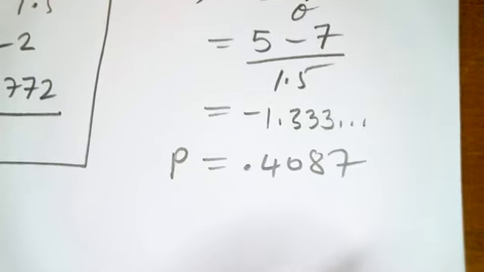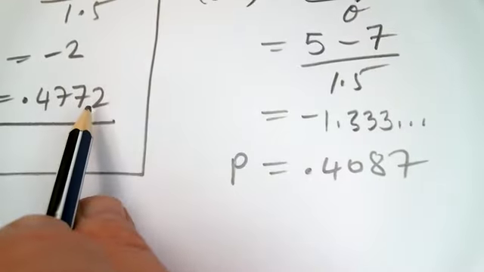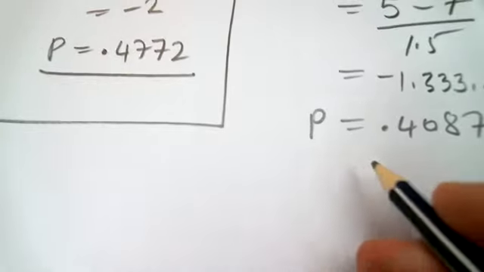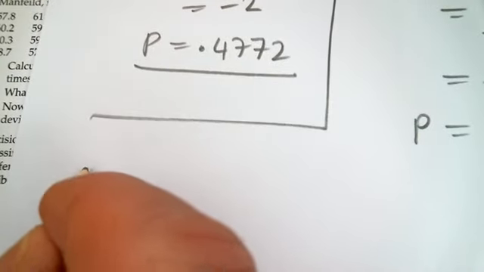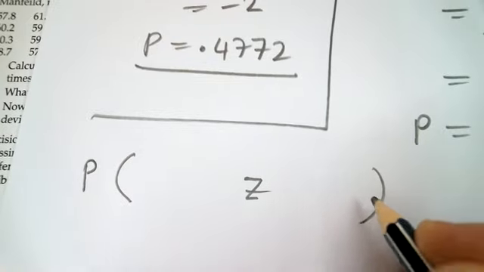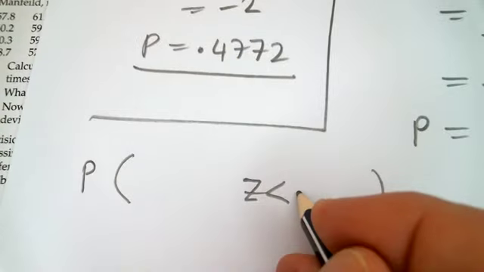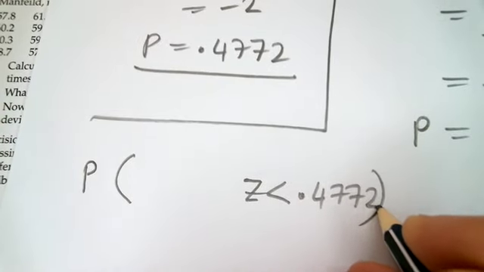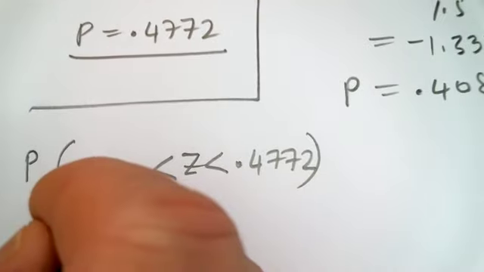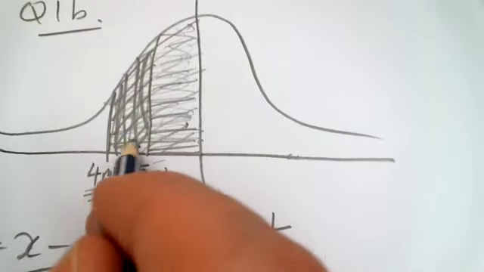Okay, so what are we finding here? We want to subtract these two. So what's that value going to be? I'm going to state this a bit differently now. I'm going to state the answer. The answer is going to be the probability that Z, and I'll put Z here in the middle, is going to be less than 0.4772 and greater than 0.4087. In other words, it's going to be this band here.